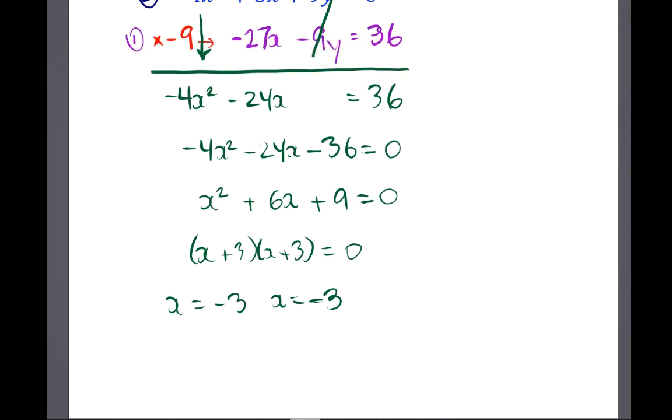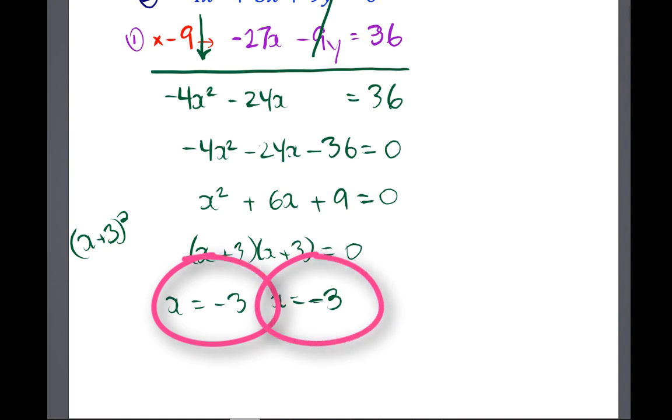Now this is kind of a cool thing when you get the same answer twice. When we get this x plus 3 all squared, it just means we're only going to have one solution because the same number shows up twice, so we're going to get the same result. Let's go ahead and figure out what that is though.